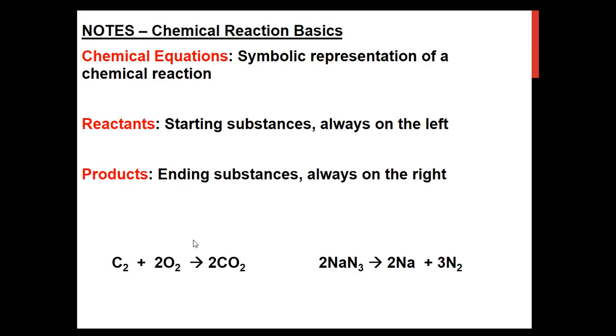Okay, so some things that we've already talked about, but just as a reminder, chemical equations are symbolic representations of a chemical reaction. Reactants are things we start with, and these are always on the left of the arrow. This is our arrow. This is called yielding. And then our products, which is what we end with, and that's on the right. So these are our reactants here, and this is our product. And here, this is our reactant here, and these are our products. And the arrow separates reactants from products.